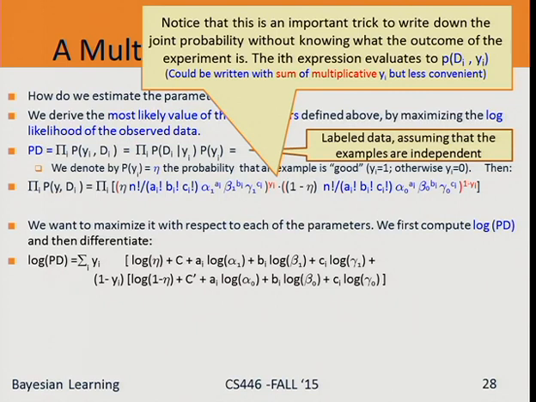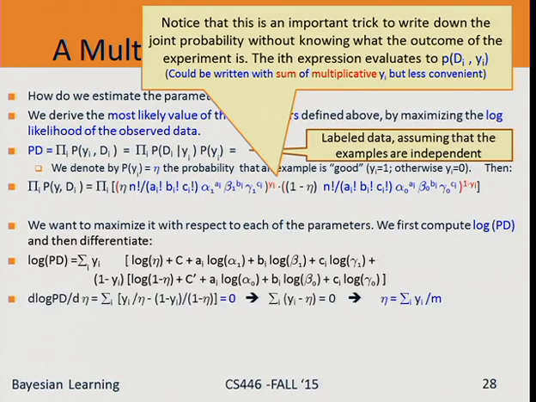So what I'm going to do here is the easy case. I'm going to compute the eta. In order to compute the eta, I'm going to differentiate relative to the eta. Notice that everything here disappears. So what I'm going to get is yi over eta, the derivative of log, minus, because of this guy, 1 minus yi over 1 minus eta, that's the derivative, sum over i. If I equate this to 0, what you get is that eta is the sum over all i's of yi over m.